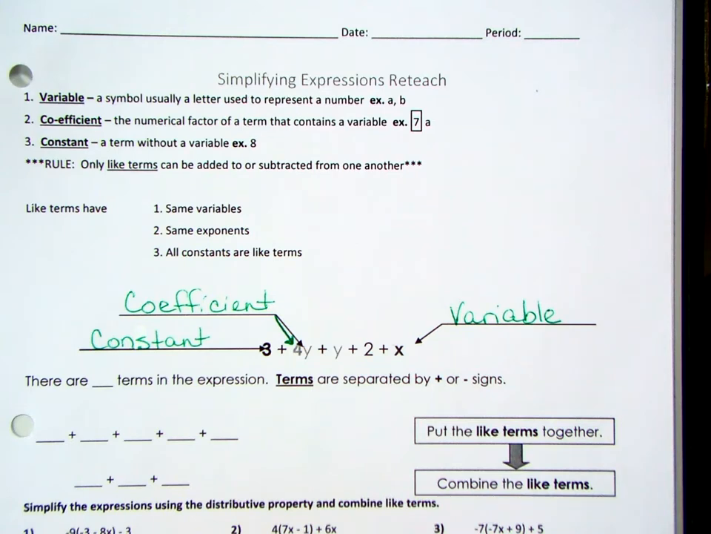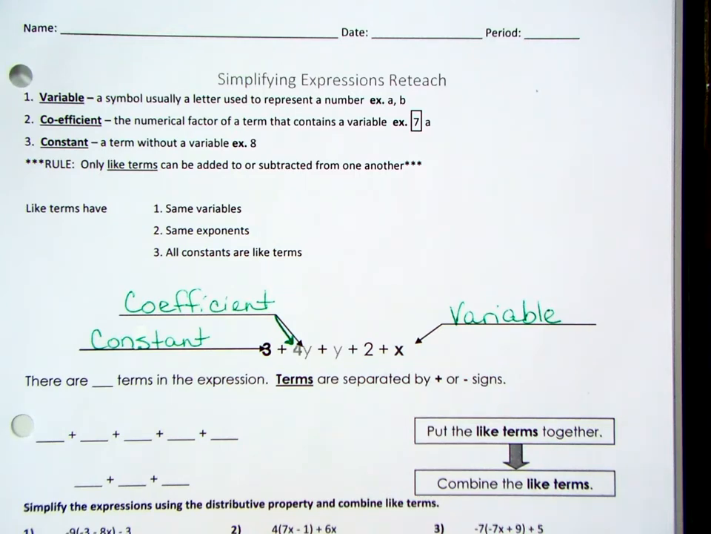A constant is a term without a variable. For example, the number 8. No variable with it means it's a constant. Rule: only like terms can be added or subtracted from one another. So for example, a constant cannot be combined with a coefficient, and a variable cannot be combined with a constant.